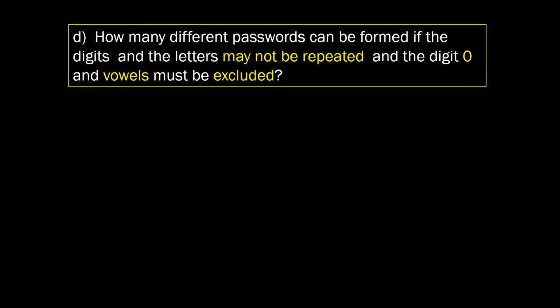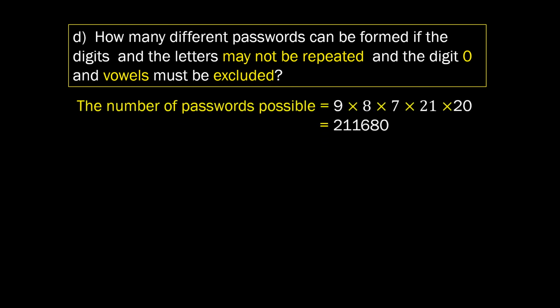Beautiful questions. Now the digits and letters may not be repeated, and the digit 0 and the vowels must be excluded. We cannot repeat the digits, and 0 is excluded. Think about the numbers. We have only 9 digits, so 9 times 8 times 7. And the letters, only 21. We cannot repeat, so the next position is only 20. Use the calculator.